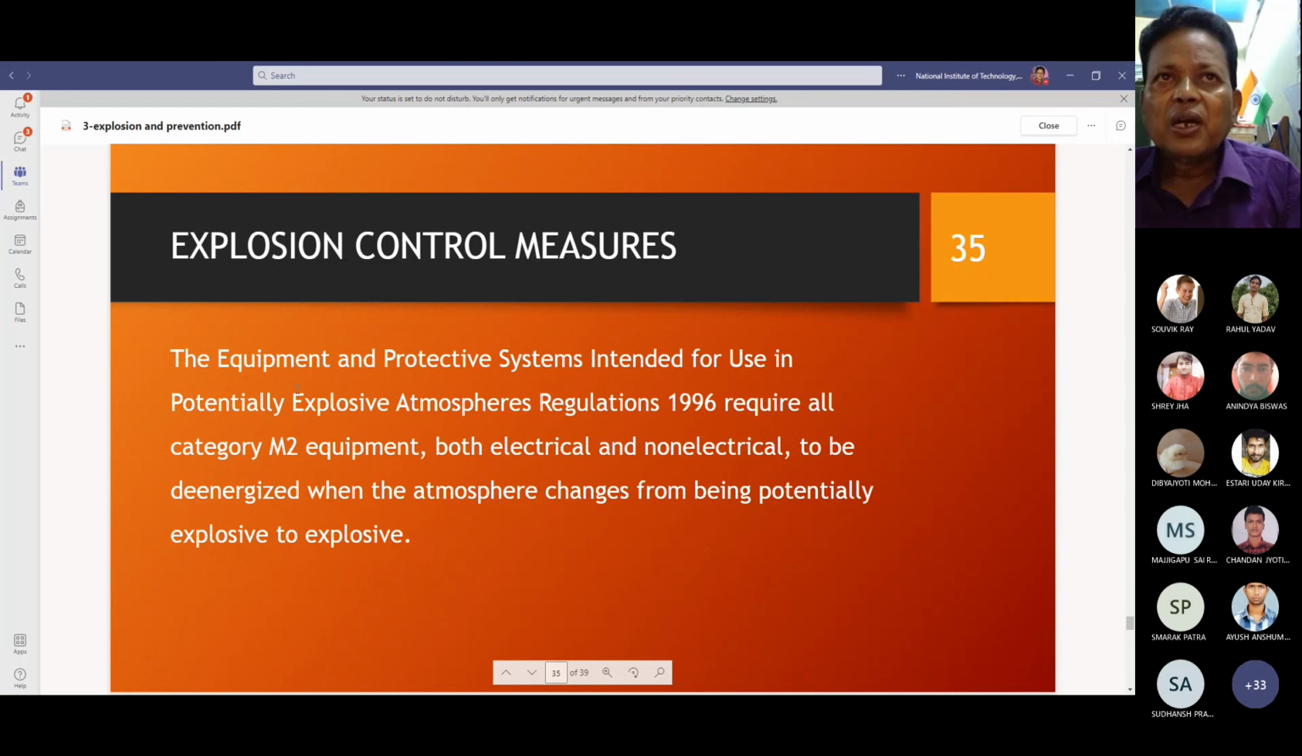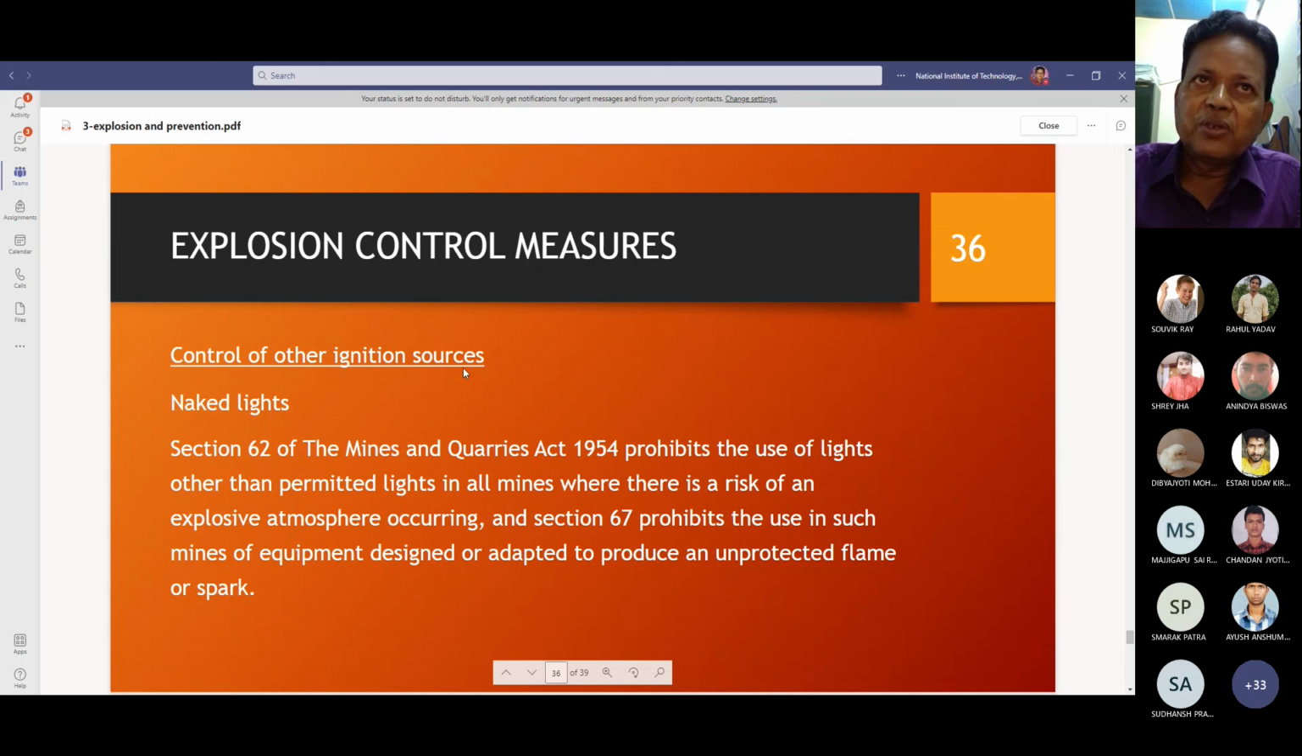The Equipment and Protective Systems Intended for Use in Potentially Explosive Atmospheres Regulations 1996 require all category M2 equipment, both electrical and non-electrical, to be de-energized when the atmosphere changes from being potentially explosive to explosive. Control of other ignition sources, naked lights.